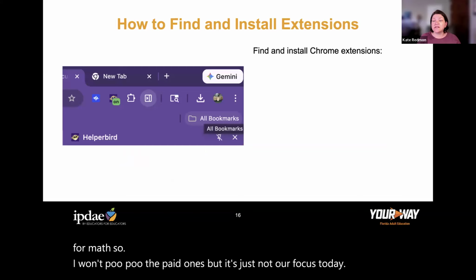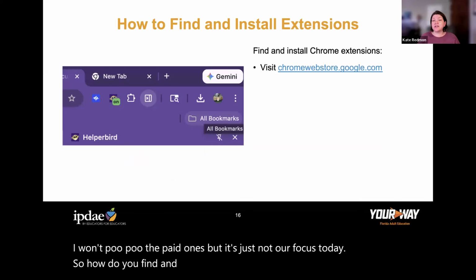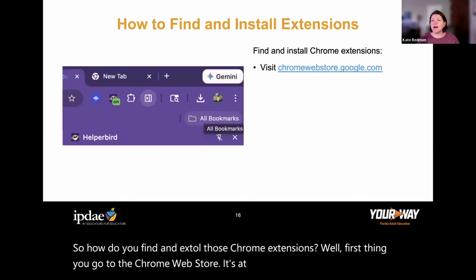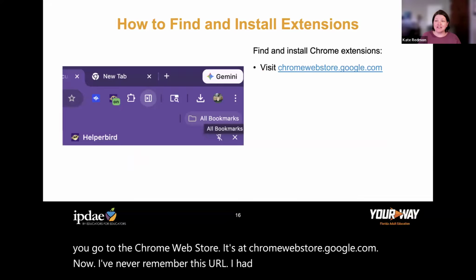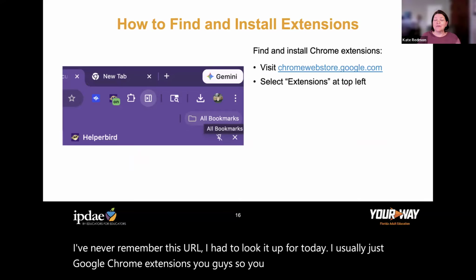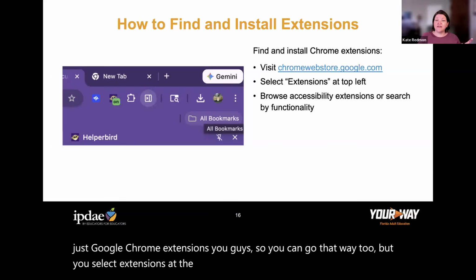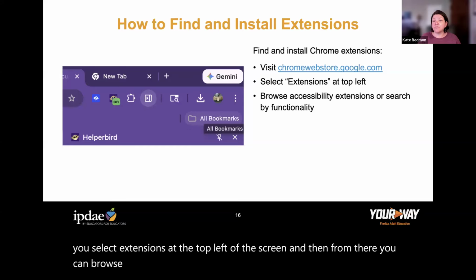So how do you find and install those Chrome extensions? Well, first thing you go to the Chrome Web Store. It's at chromewebstore.google.com now. I never remember this URL. I had to look it up for today. I usually just Google Chrome extensions, you guys, so you can go that way too. But you select extensions at the top left of the screen. And then from there, you can browse those accessibility extensions, or this is important, you can search by functionality.